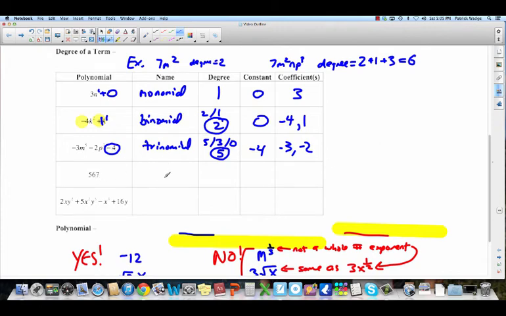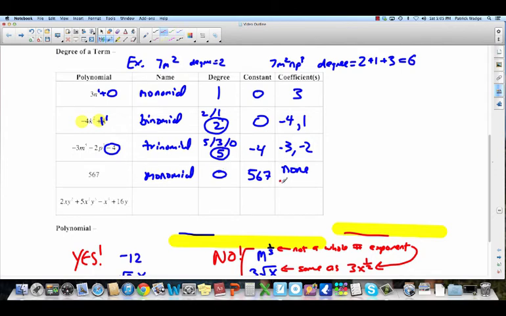Okay, next question. 567 is just a number. It's a monomial. The degree, well, there's no variable, so it's 0. The constant is, see, this is where I think it makes more sense to call this 567. A constant is a number all by itself, and that number is all by itself. And I would say in this case the coefficient is none. There is no number that's being multiplied by a variable.